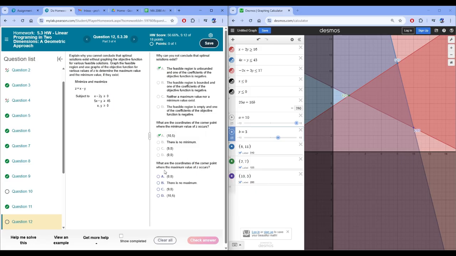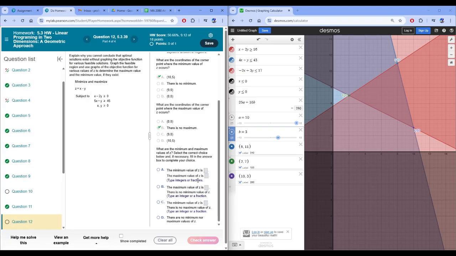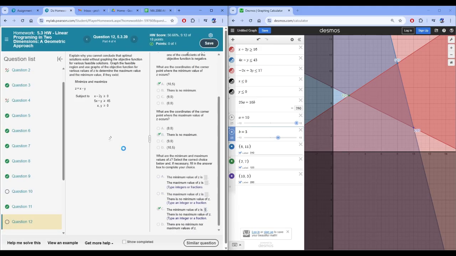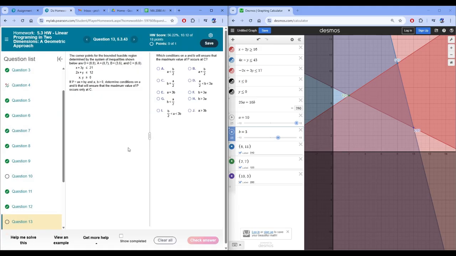What are the coordinates where the maximum value of z occurs? There is no maximum value. What is the minimum value? So when I plug in 10, 5, it becomes 5. Nice. All right, the corner points of the bounded feasible region determined by the system of inequalities shown are here.